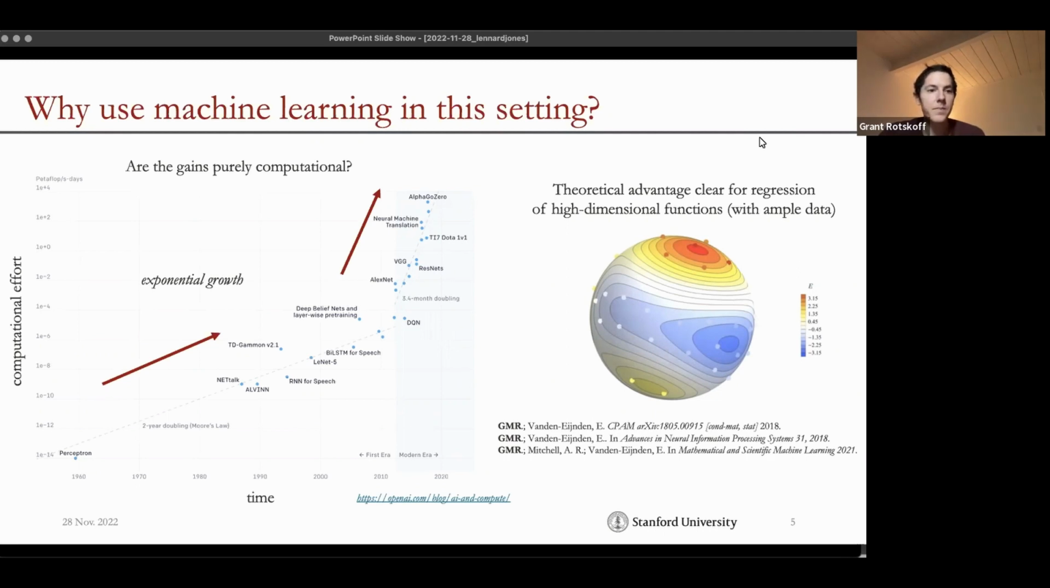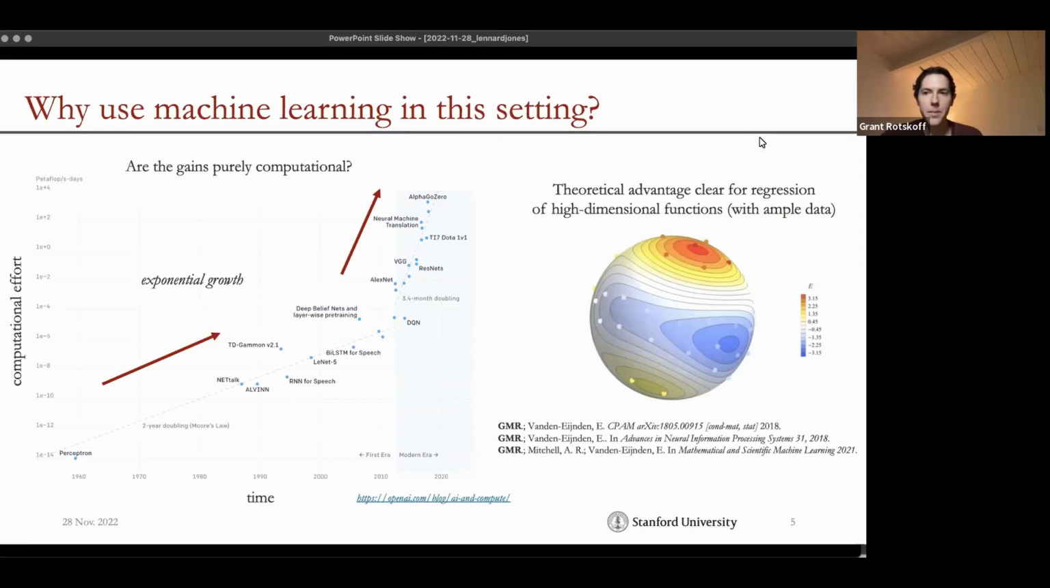So I think it forces us to ask whether some of the gains that we're seeing in the performance of machine learning are purely computational, right? There's something to be said for this, which is that we're pouring many more resources into using machine learning than we ever have in the past.